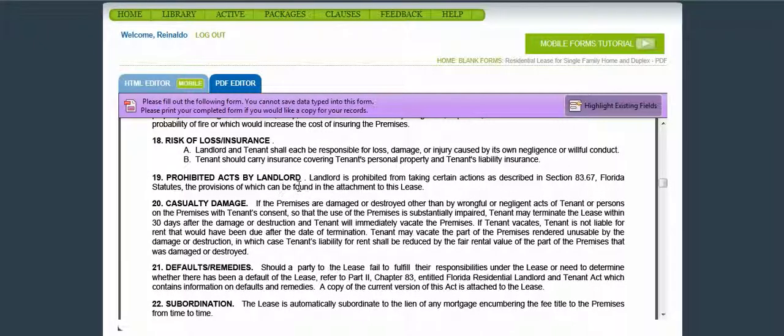Prohibited acts by the landlord. This sheet comes with a section which explains all these statutes. Obviously, there are things the landlord cannot do, like shut down your water or shut down your electricity for lack of payment. He needs to go through the proper procedures of eviction. Casualty or damage. If the property is damaged and it is not repaired, you have the right as a tenant to cancel this lease agreement.